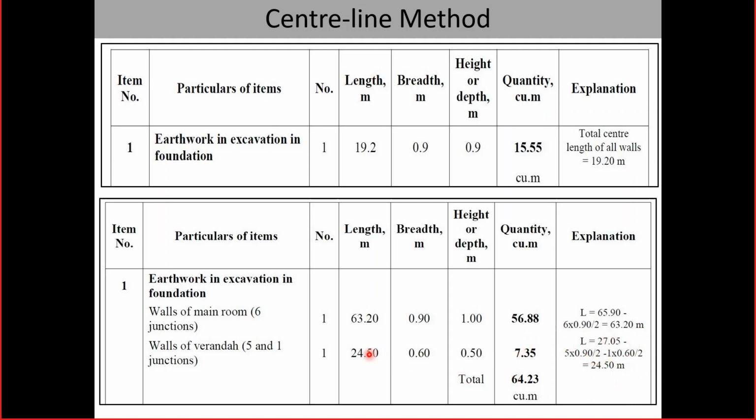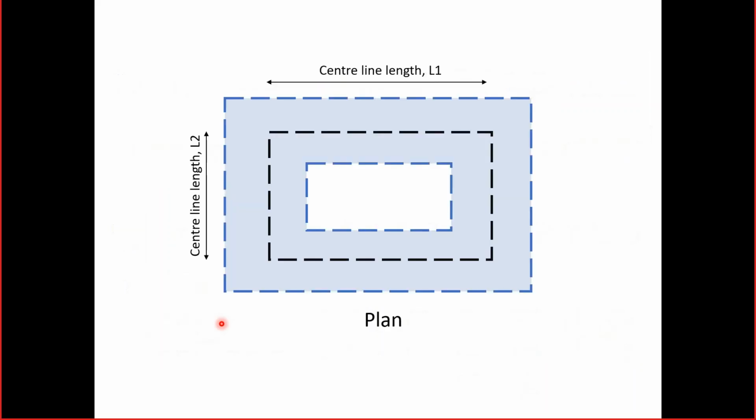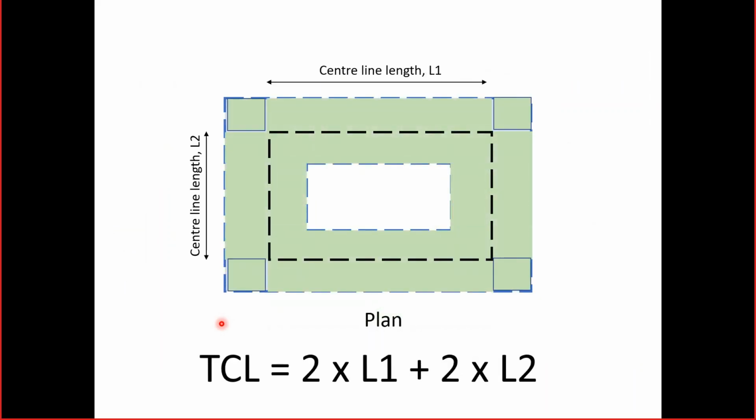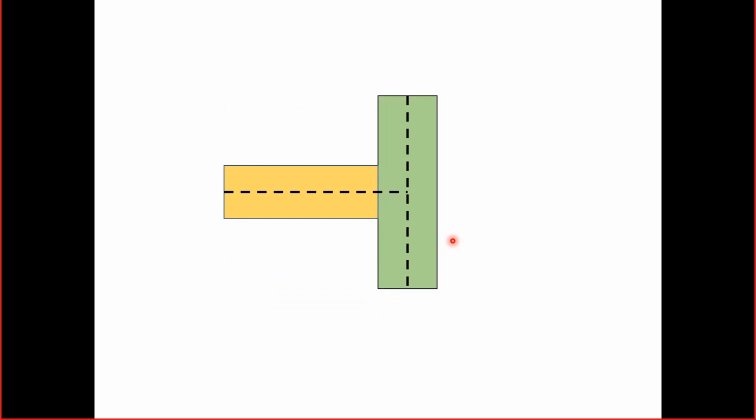Once I get the total length, multiplied by the width of the excavation, multiplied by the height or depth of the excavation, the product of these things will give the total quantity, and adding these together will give the total quantity of excavation for main walls as well as the veranda walls, or you can say partition walls. So this is the brief introduction to the short wall, long wall method, long wall, short wall method, and center line method.